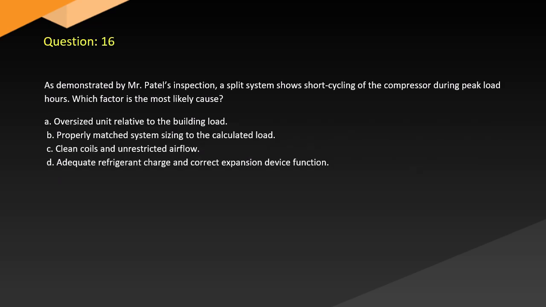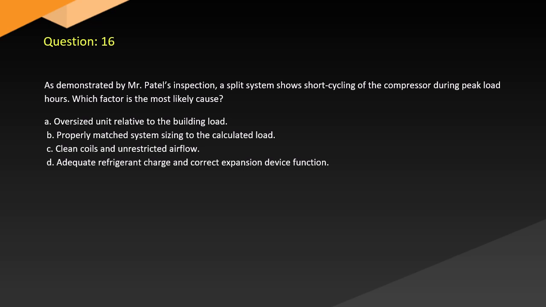Question 16. As demonstrated by Mr. Patel's inspection, a split system shows short cycling of the compressor during peak load hours. Which factor is the most likely cause? A. Oversized unit relative to the building load. B. Properly matched system sizing to the calculated load.